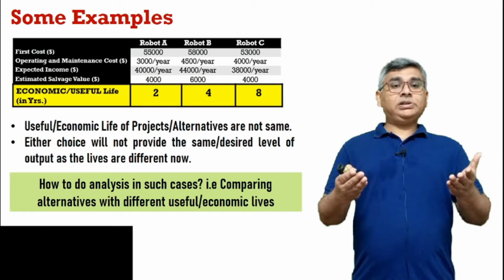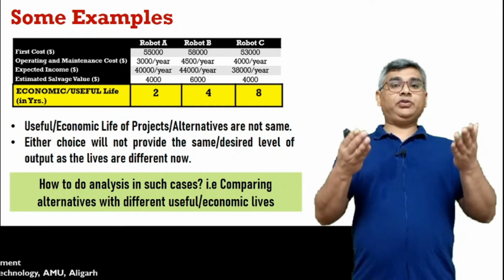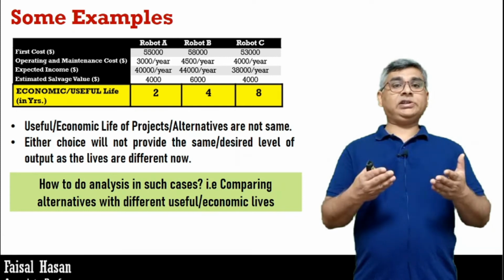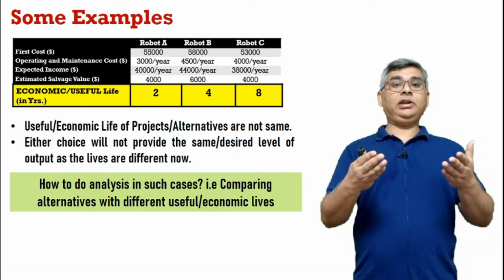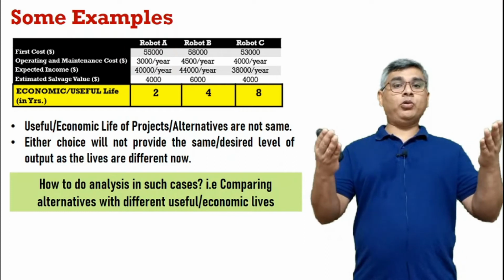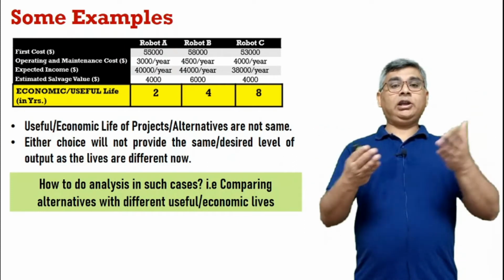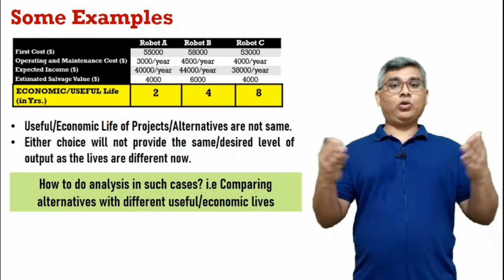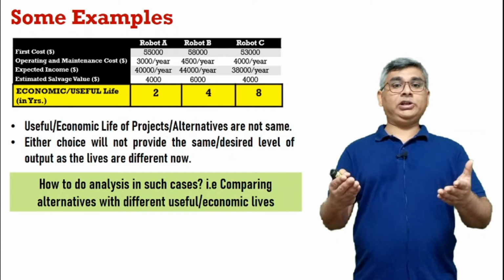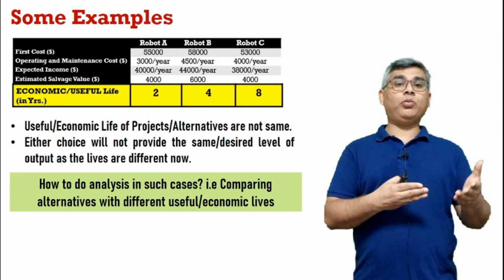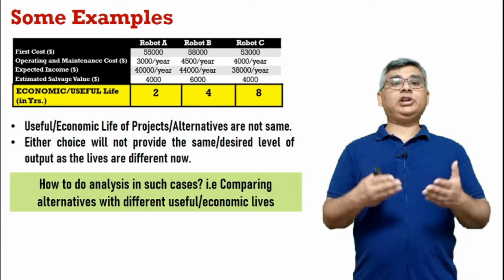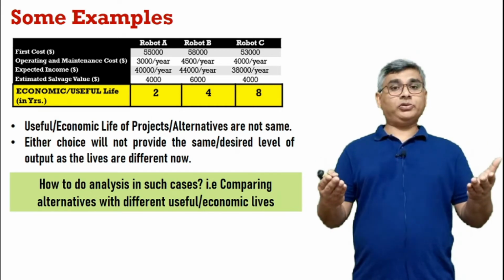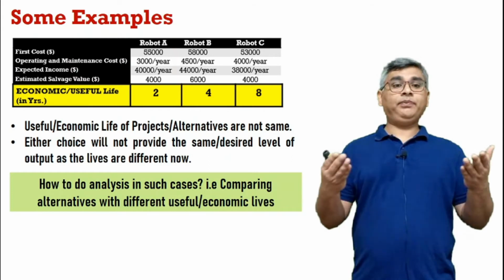Some examples. This is the example which we solved in the previous lecture. Now the difference is that in this case we have taken the economic life of the three robots to be different. Earlier, the economic life was the same for all three robots and we did calculations to select the best robo based on the present worth method. If the lives are different, how are we going to compare the three robots? That is the key question which needs to be answered.